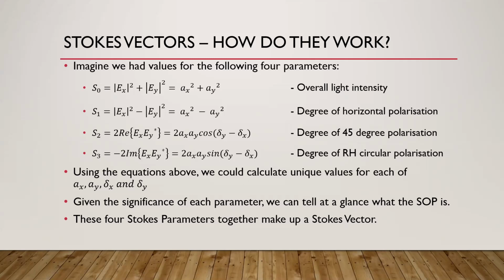So if we have values for all of those Stokes parameters, then we can calculate, just using basic maths or simultaneous equations, values for any of the component parts. And therefore we will know exactly what the state of polarization is. And also, given the significance of each parameter, once we get familiar with it, by looking at the Stokes vector, we can tell very quickly what the state of polarization is. And those 4 parameters together make up the Stokes vector.